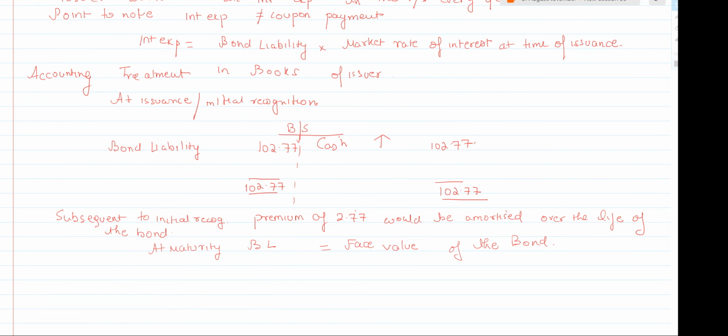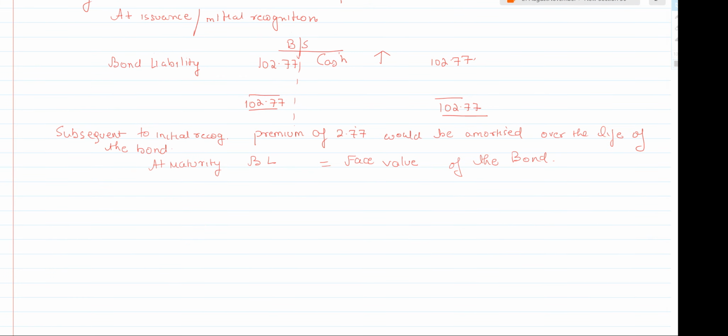Guys, let us make an amortization table to amortize this premium of $2.77. Sir, this would be more on the lines of an EMI. Yes, yes, that is what I am going to draw now. So let's make this amortization table to amortize the $2.77 premium over the 3-year period.